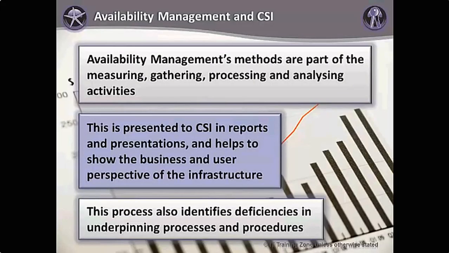Okay, let's start by looking at availability management and continual service improvement. Availability management's methods are part of the measuring, gathering, processing, and analyzing activities. This information is provided to continual service improvement in the form of a report or a presentation. Availability management provides IT with the business and user perspective of deficiencies in the infrastructure and their impact. It also identifies deficiencies in any underpinning processes and procedures. All of this is valuable information to continual service improvement.